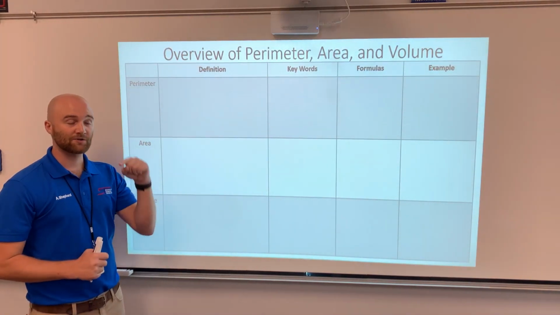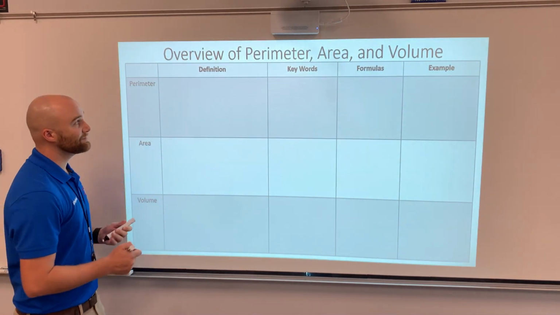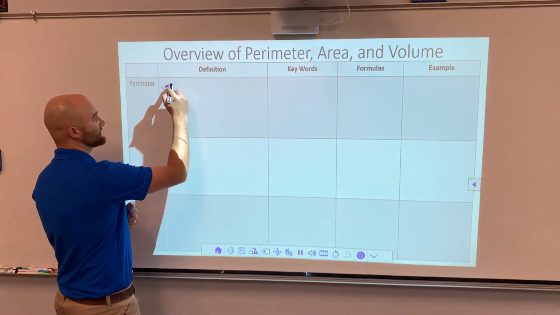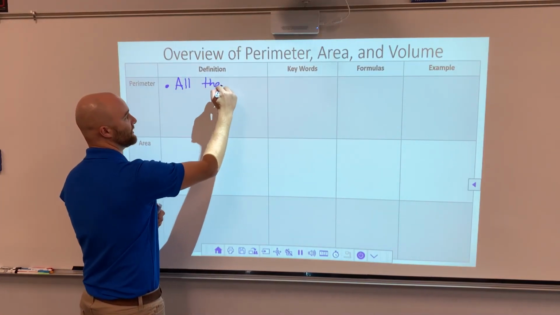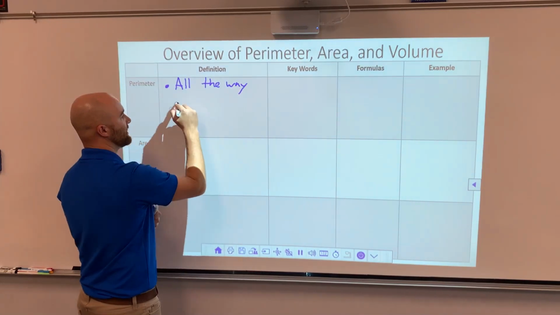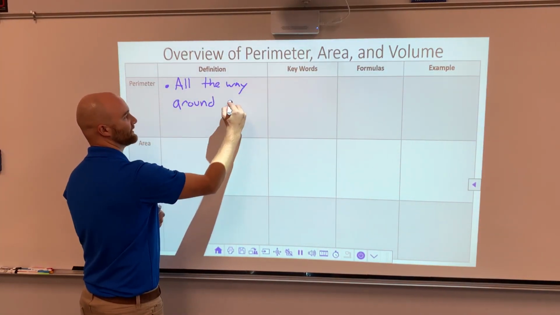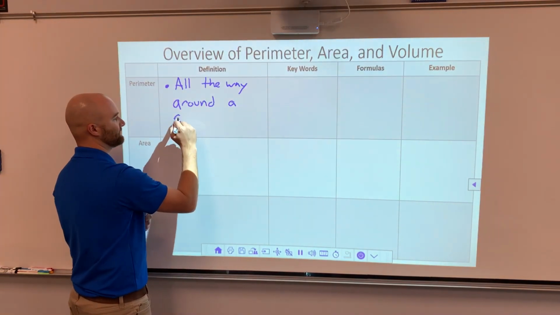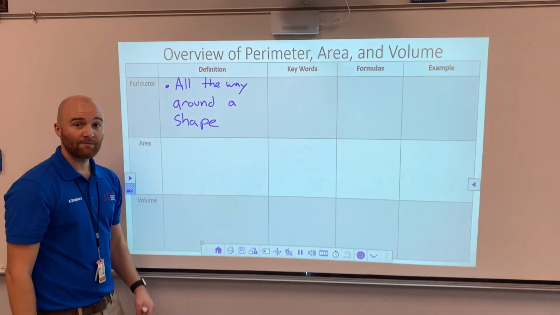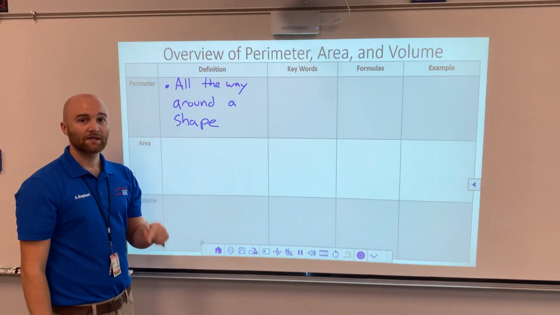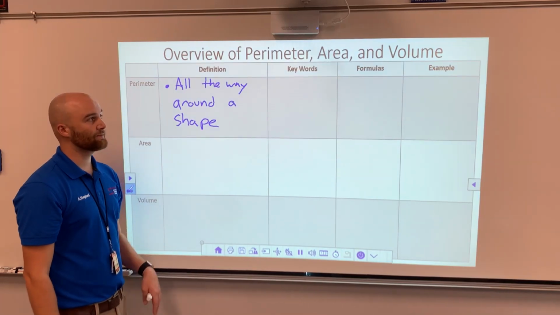Perimeter, if you remember, is measuring all the way around the outside of a shape. So that's what I'm going to write for my definition. It's all the way around a shape. Our perimeter goes all the way around the shape. If we add up all of the sides of the shape, that's our perimeter.